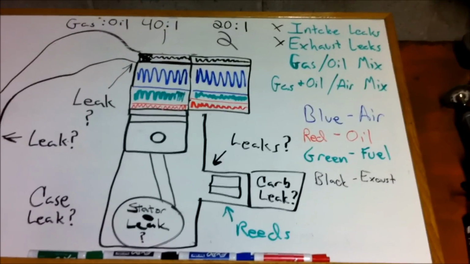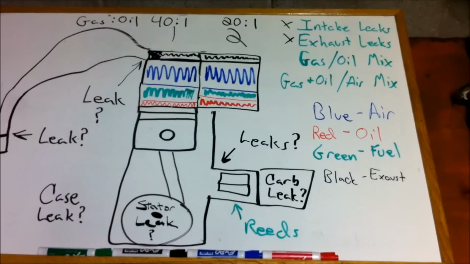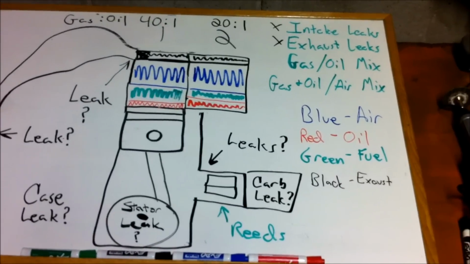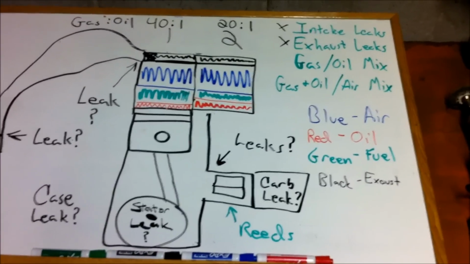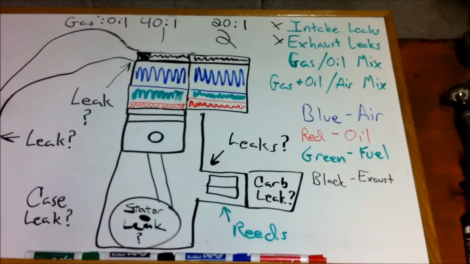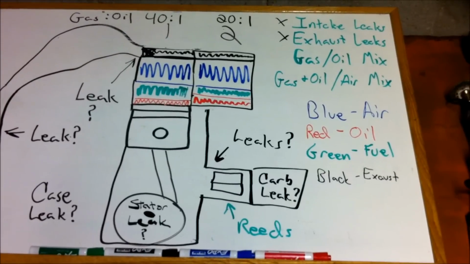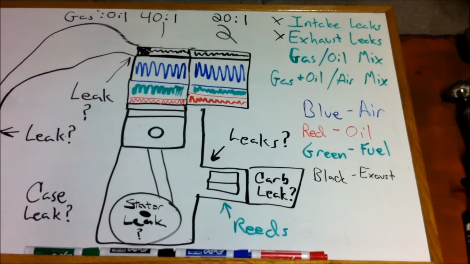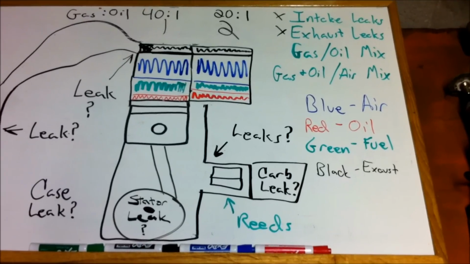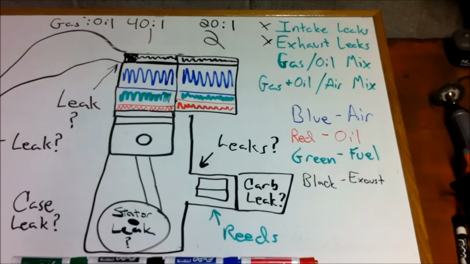The reason for that is because I run just about the same ratio on all my two-stroke motors, and I'll explain why. I have a little diagram set up here. Cylinder 1 in the upper left there is set up at 40:1. That's gas-oil ratio, and then cylinder 2 is set up at 20:1 with twice as much oil per part of gas. So I have a diagram there on the right.